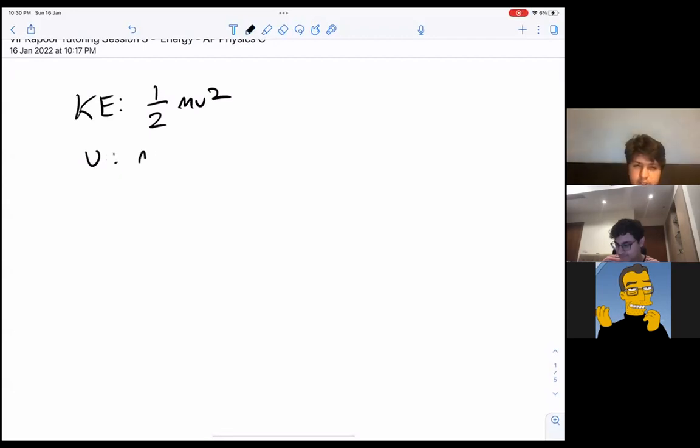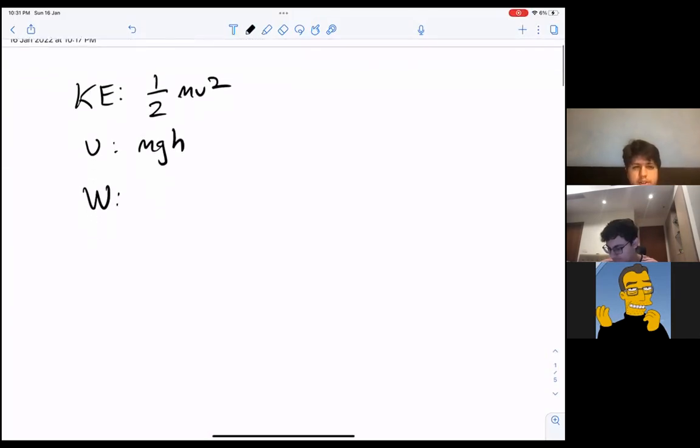mgh. Yes. What is it for work? Now for work, there's two equations that I taught you. One is basically for linear. It's just F x cosine theta, I think. Yes. And then for the integral part, isn't it like integral of force in terms of x? Yeah, F dx. Good.